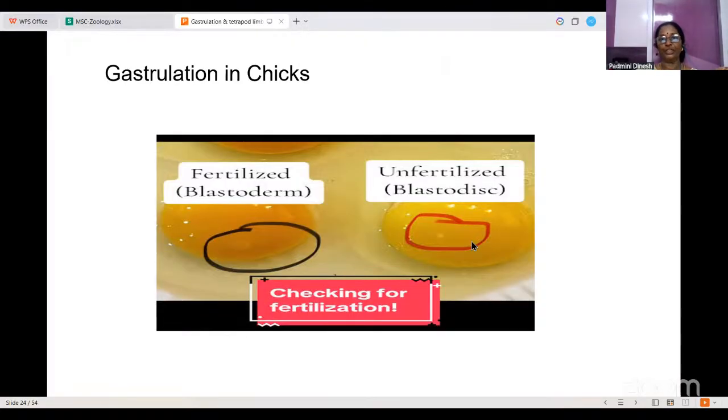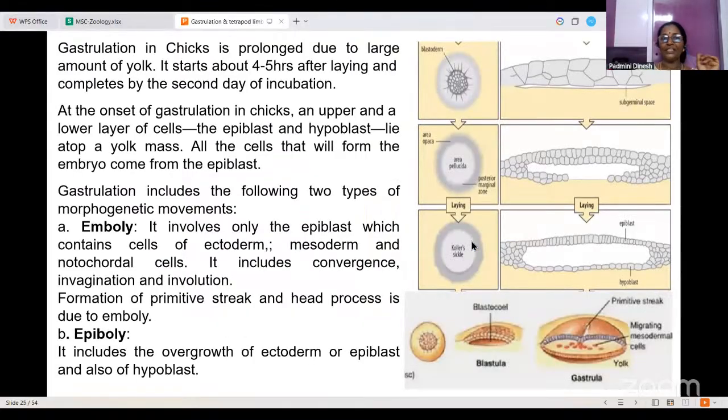So we are going to talk about chicken gastrulation. Gastrulation in the chick is prolonged due to the large amount of yolk. Why? Because the chick is a little bit bigger to grow. What is the incubation time for the egg? 21 days. For these 21 days, the embryo has to depend on the yolk given by its mother when the egg is formed in the isthmus of the female hen. The egg has to have food inside for 21 days.